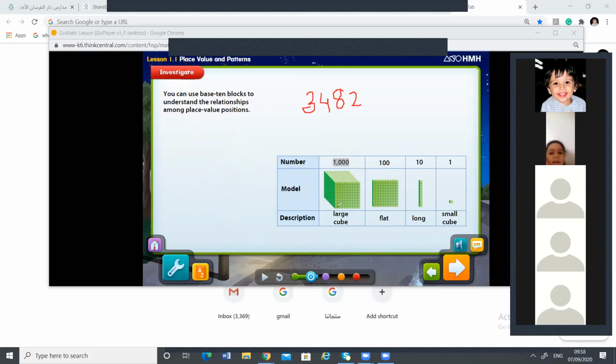Listen to me carefully, girls. Those who don't understand this, listen to me. 2 ones means there are 2 small cubes like this. 8 tens means there are 8 longs like this. 4 hundreds means 4 flats: 1, 2, 3, 4. And 3 thousands means 3 large cubes like this. Got it? Are you all able to understand?